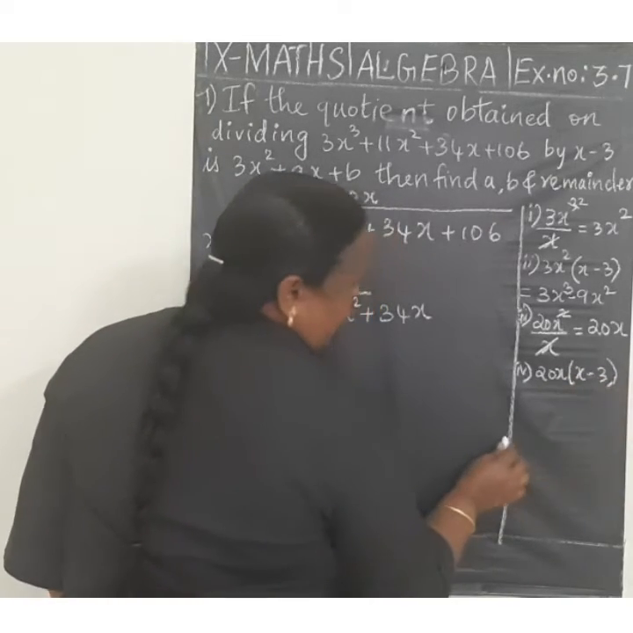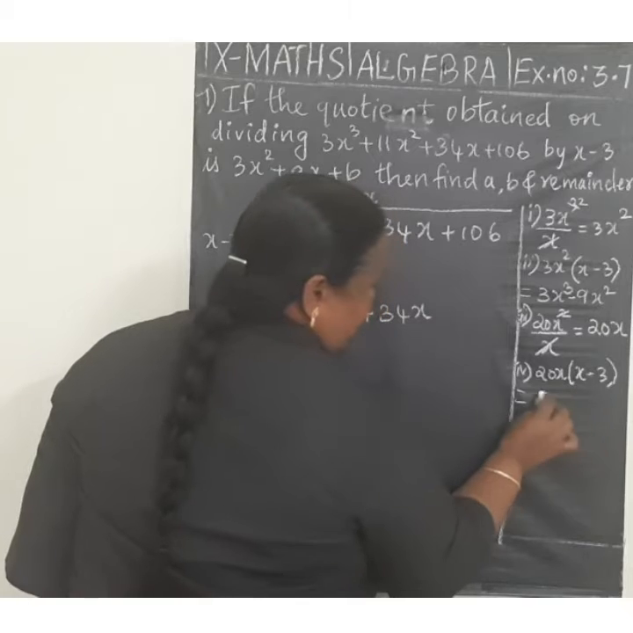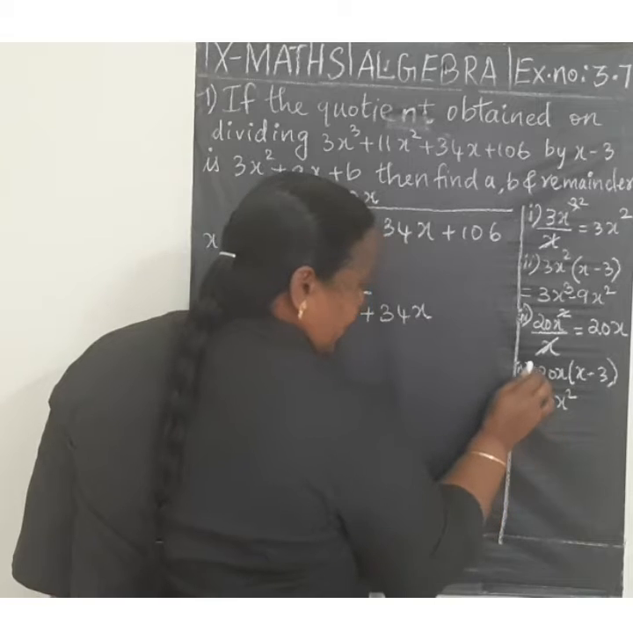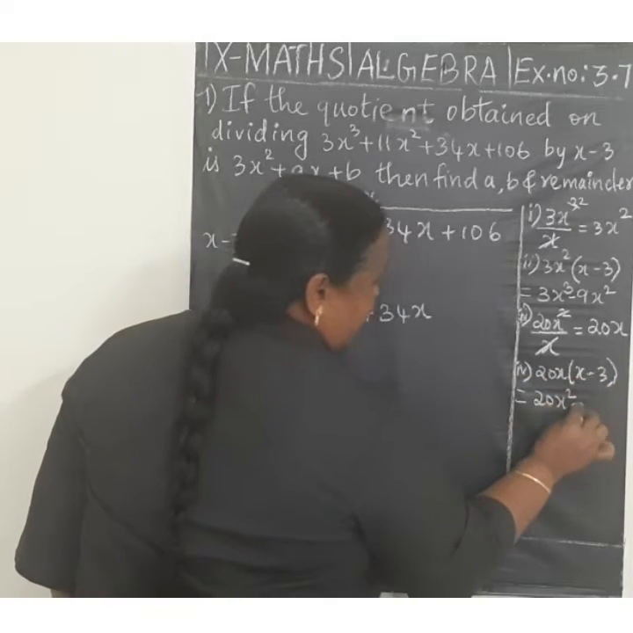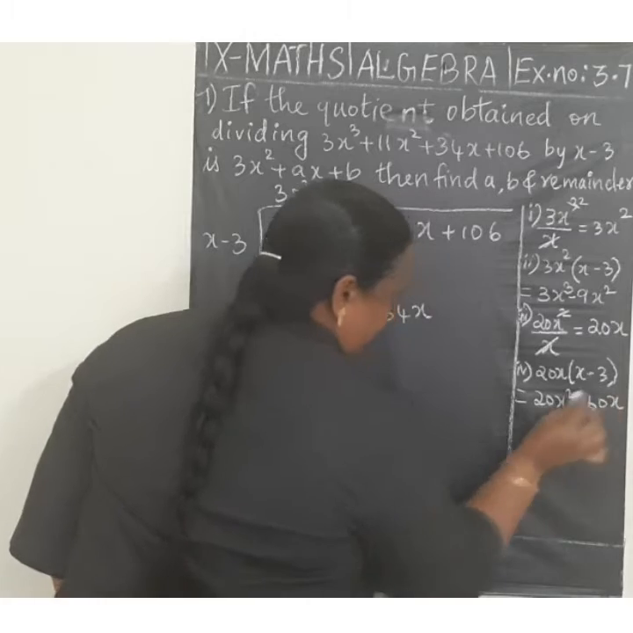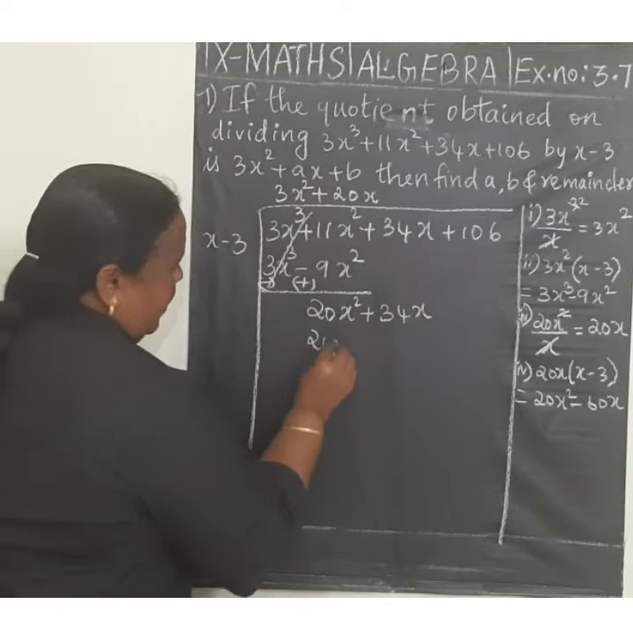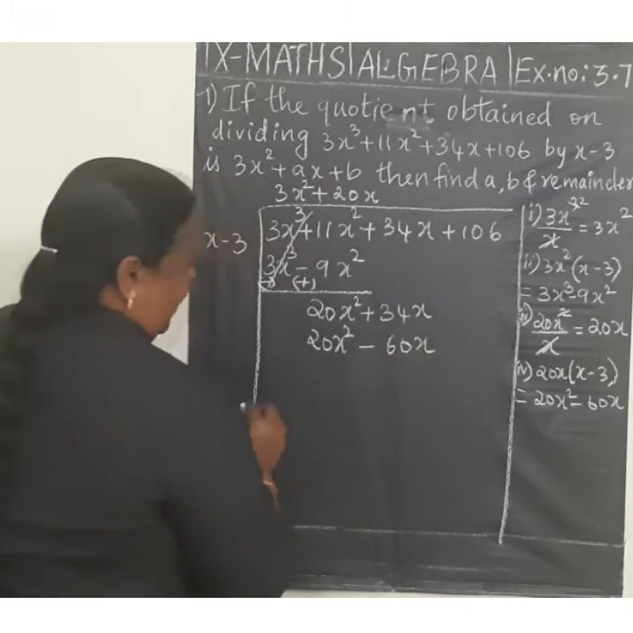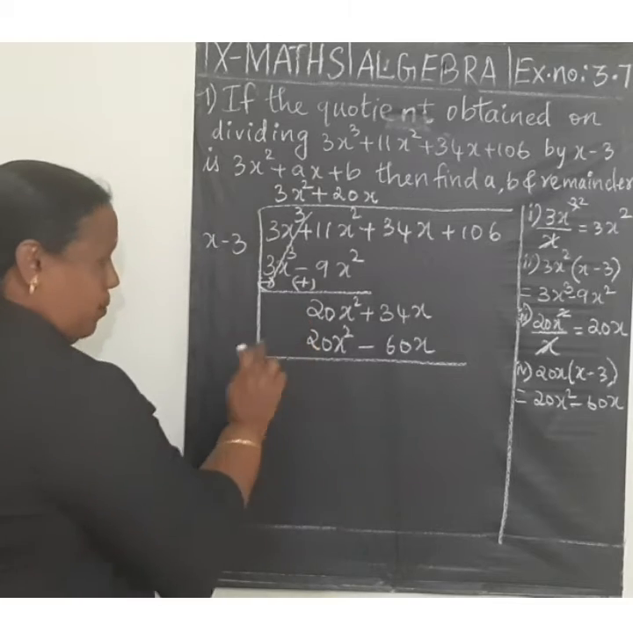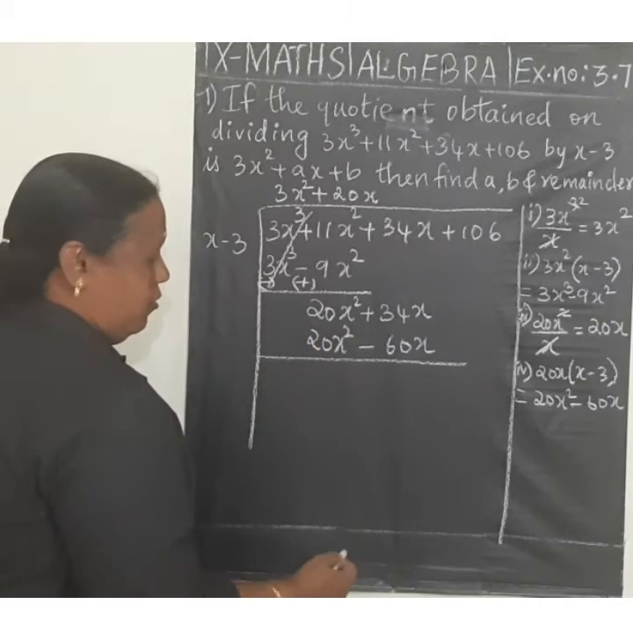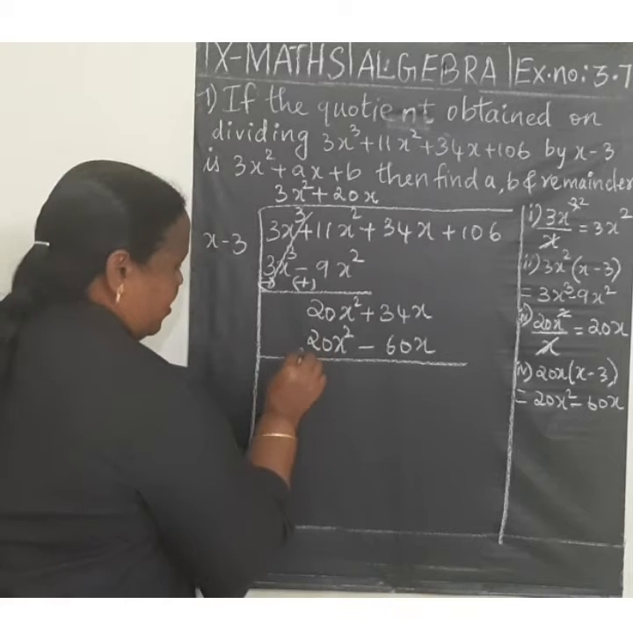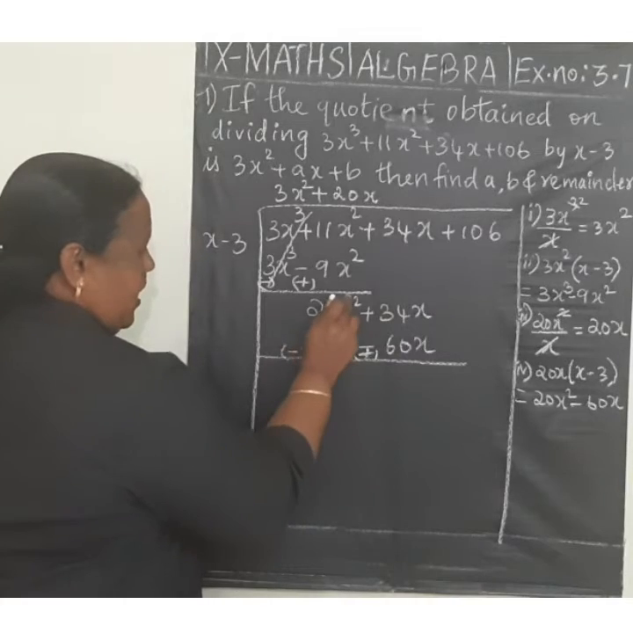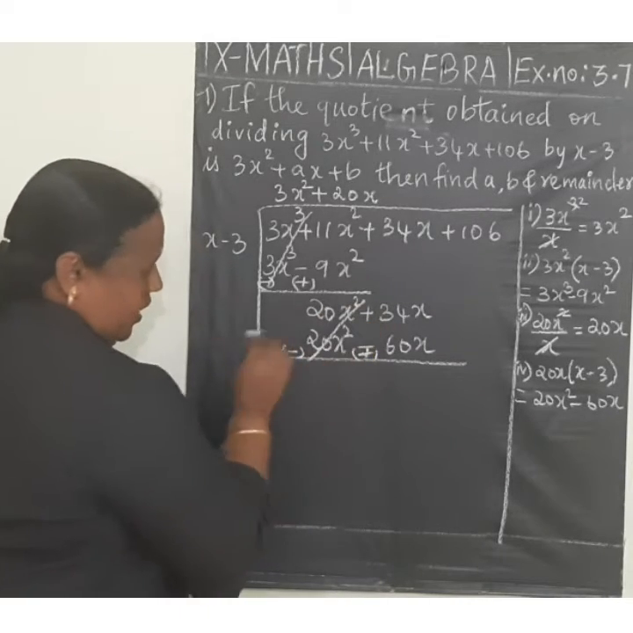Now multiply 20x into x, 20x squared. Here 20 into 3 is 60. Here plus sign, here minus sign, so plus into minus, minus 60x. Now we write 20x squared minus 60x. Next we have to subtract this. For subtracting we change the sign: plus becomes minus, and minus becomes plus. So 20x squared minus 20x squared gets cancelled.